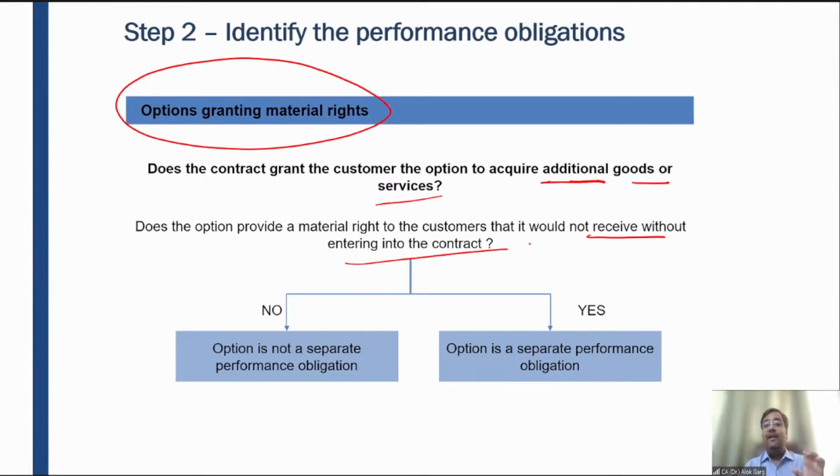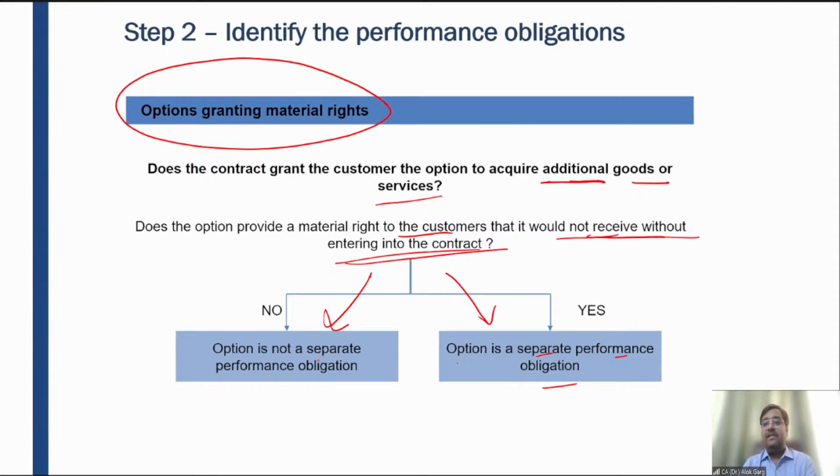So in this case, we have to recognize a separate performance obligation to the extent of 30%, which is my material right to discount, which is 50% minus normal discount 20%. So I need to recognize a separate performance obligation to the extent of 30%. So does the option provide a material right to the customer that it would not receive without entering into the contract? If the answer is yes, then you have to recognize that option as a separate performance obligation. If the answer is no, you are not required to recognize that discount voucher as a separate performance obligation, right?